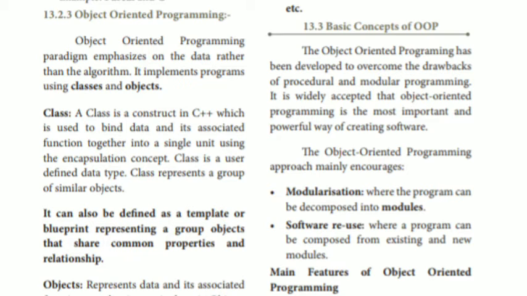Encapsulation, data abstraction, these are all very important and interesting concepts in C++. A class represents a group of similar objects. It can also be defined as a template, a blueprint representing a group of objects that share common properties and relationships. Template create பண்ணுறதுக்கு blueprints that are under a class.